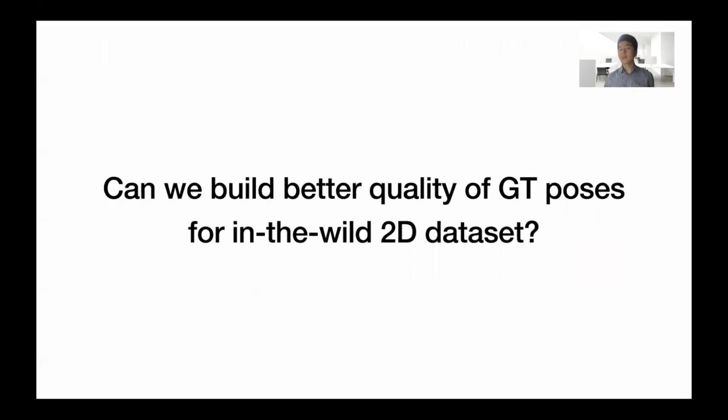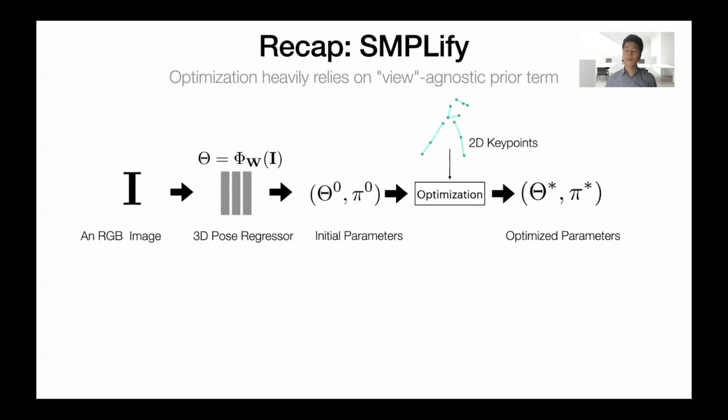So given the nice success of SPIN, where pseudo ground truth can be used as a strong supervision, we may ask the following question. If there is another way by which we can make better quality pseudo ground truth for in-the-wild 2D datasets, then probably we can leverage this pseudo ground truth dataset to train the model from scratch. One recap here: let's go back to SMPLify and consider what it does. Given the input image, especially in the SPIN example, it used an already trained 3D pose regressor to make a nice initialization. Then given 2D key point annotation, such as the COCO dataset, it runs this optimization so that we can get a better 3D SMPL parameter.